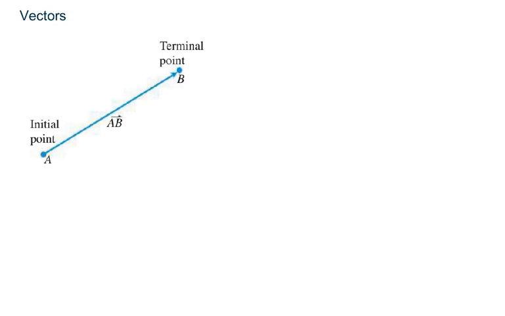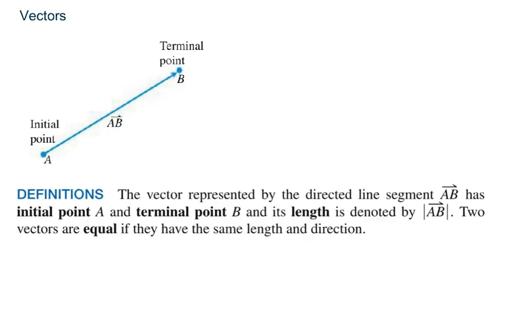Here we see a vector. The vector has an initial point and a terminal point. You must go from A to B, hence there is a direction, and then we have a magnitude. A magnitude is the length of AB. So I have pulled in a definition.